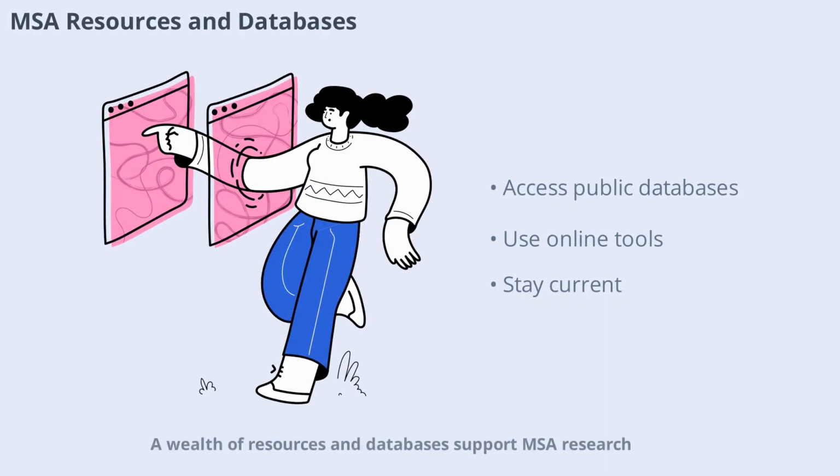A wealth of resources and databases support MSA research. Public databases like GenBank, UniProt, and Pfam provide access to millions of sequences. Online tools and tutorials make it easy to get started with MSA, even for beginners. Leveraging these resources can accelerate your research and help you stay current with best practices.